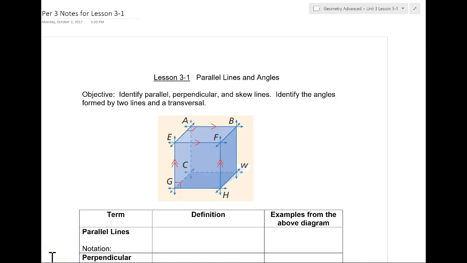All right, scholars, we're working on chapter 3. It's all about lines and angle relationships with lines in chapter 3. Today is heavy definition day. All right, are you guys with me on that?